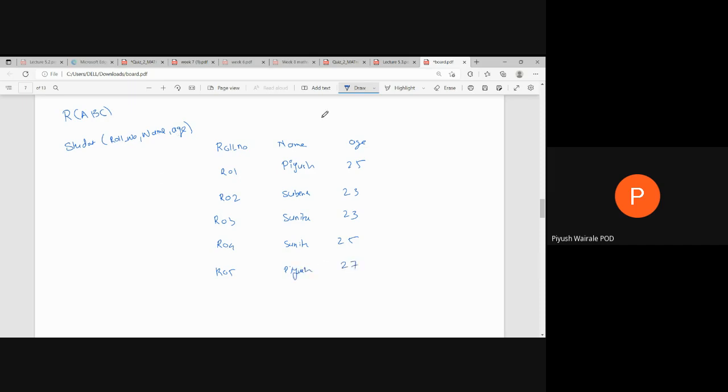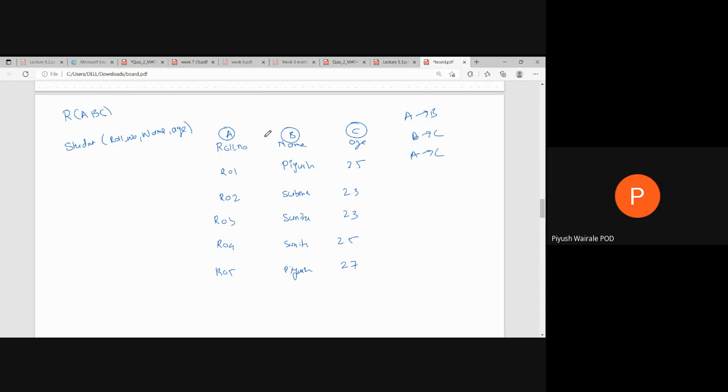Now tell me what are the applicable functional dependencies. Say this is A, this is B, and this is C. A determines B is there, B determines C is there, A determines C is there. Tell me. Oh, sorry. A determines B is there, right? B determines C is not there, right?